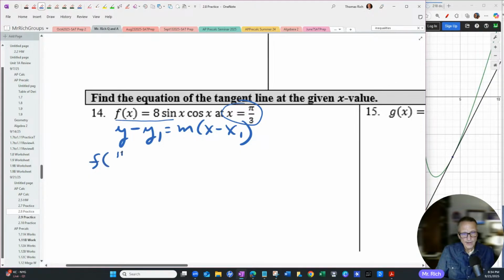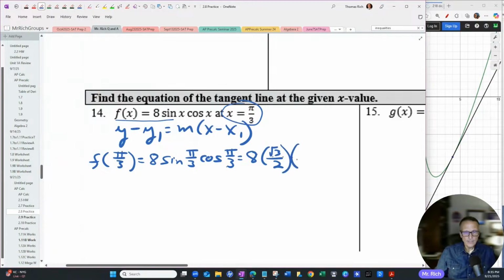This doesn't require calculus. I'm just plugging in pi over 3 into my function. That becomes 8 sine of pi over 3 times cosine of pi over 3. Well, in the unit circle at pi over 3, sine is going to be root 3 over 2. So we're going to write that as 8 times root 3 over 2. And cosine of pi over 3 is 1/2. So hopefully you remember those.